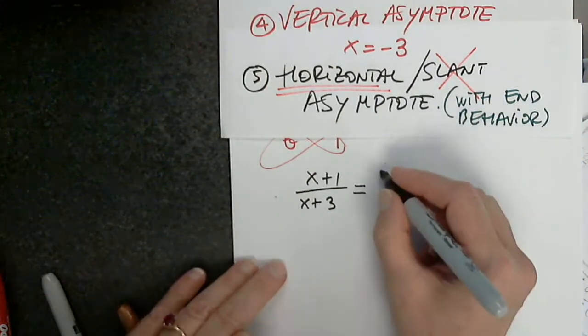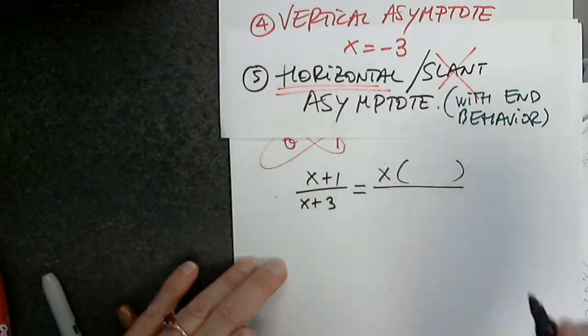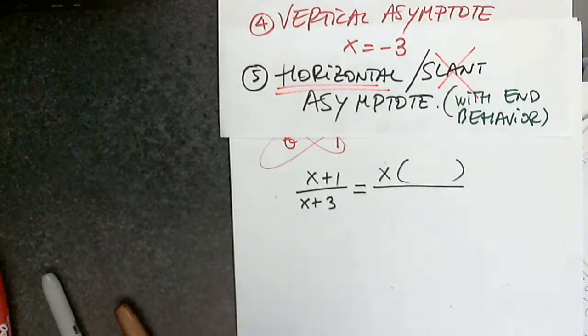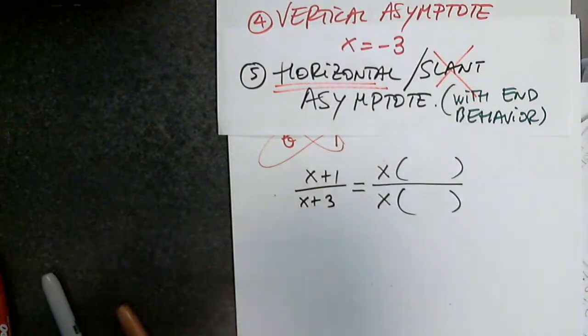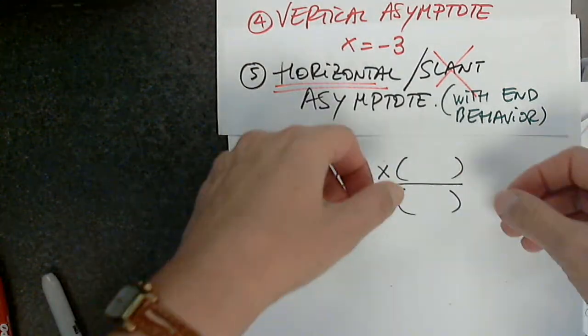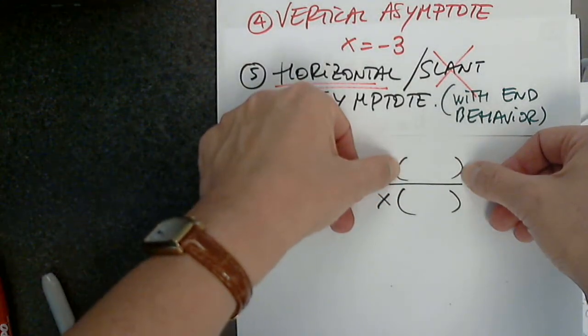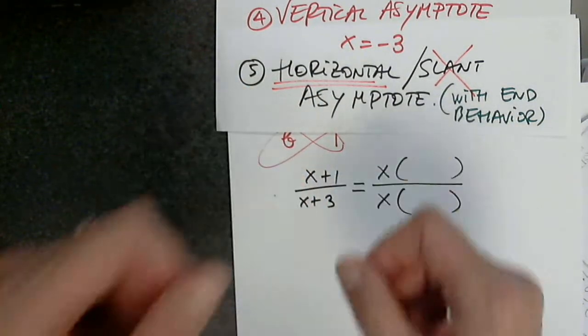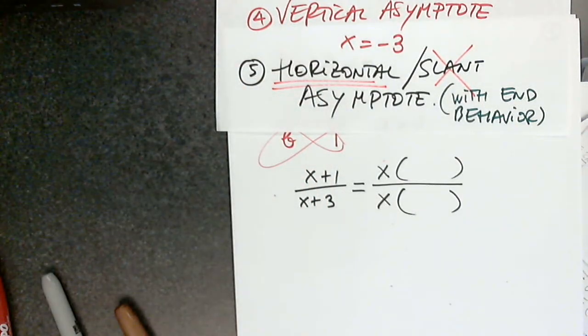1. I want to factor out the degree. What is the degree of the denominator? I will factor out the degree. And you can say, can I do that? Yes. As long as whatever you write in parentheses multiplied by x will give you x plus 1. Yes, you can do that. So how do I do it?